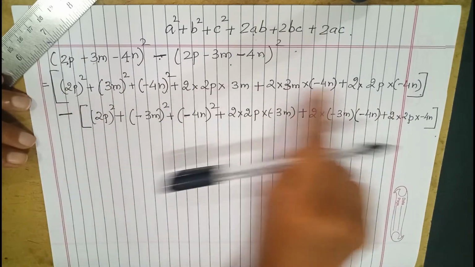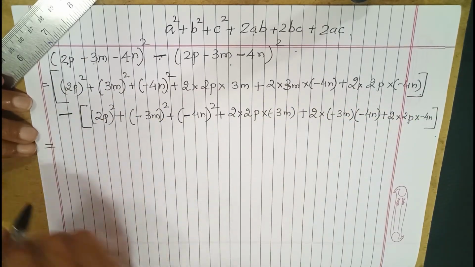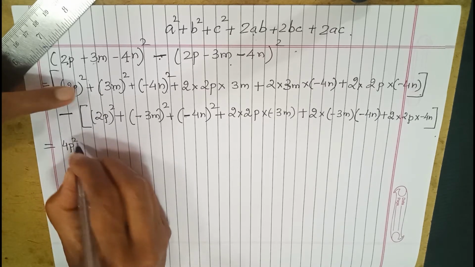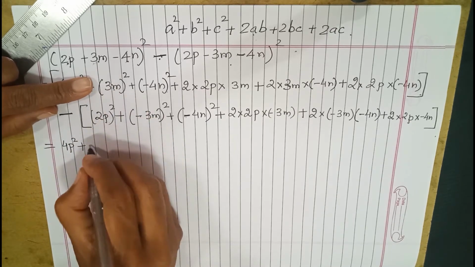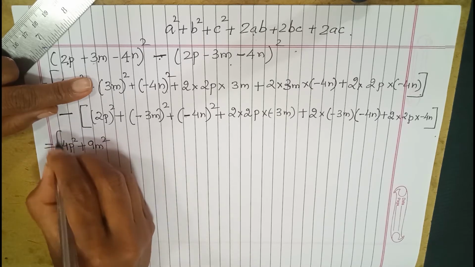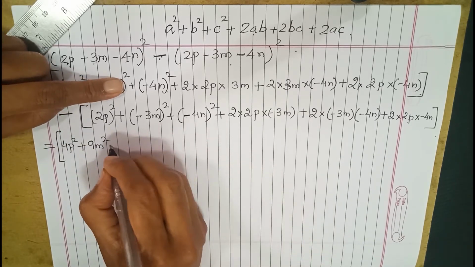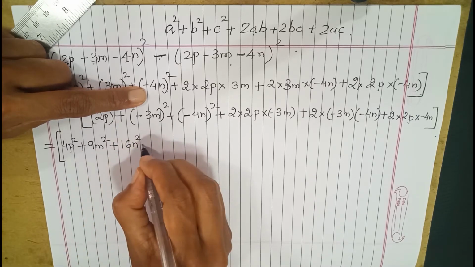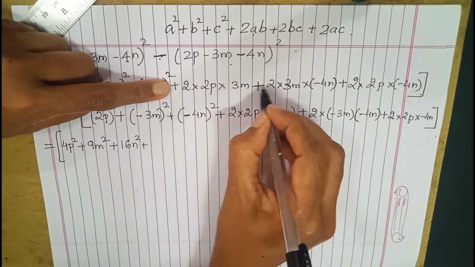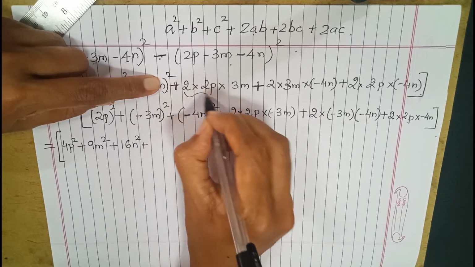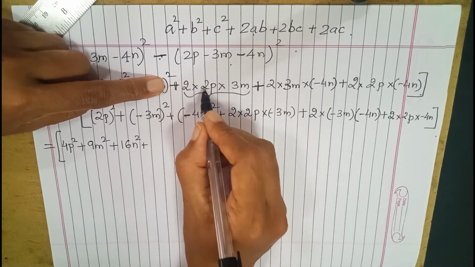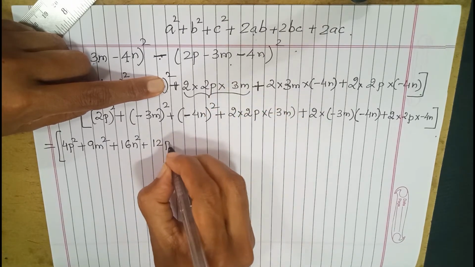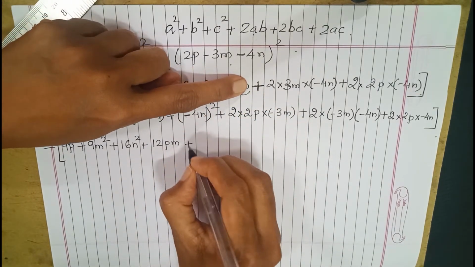So now we can see we have opened both the brackets. Let us solve it further. 2p square will be 4p square plus 3m square will be 9m square. Again this is in the bracket, plus minus 4 square will become 16, 16n square. Now let us solve this first. Between the two plus sign we have the first term 2ab. So 2 into 2 is 4, 4 3s are 12, and p into m as pm. Next let us go to this one.